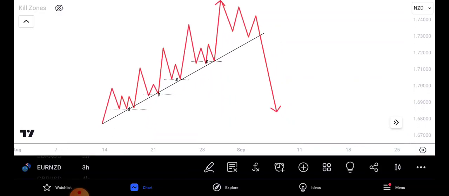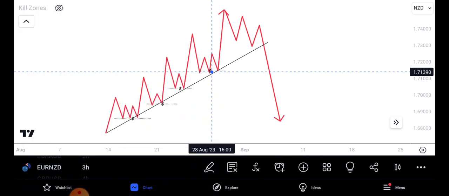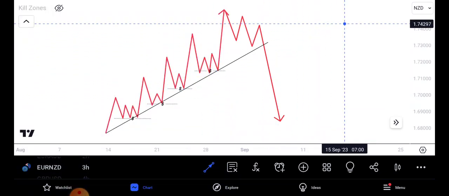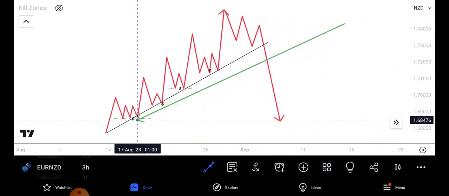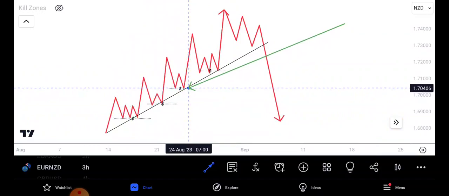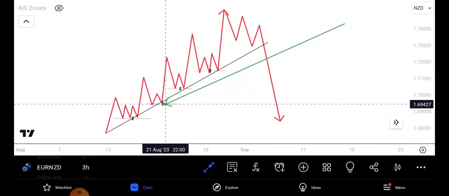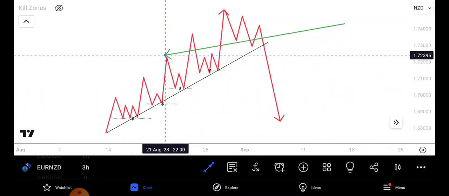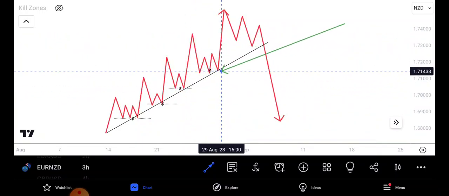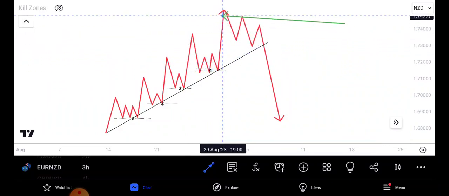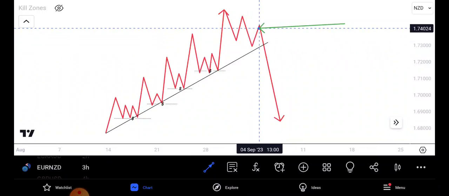Whenever the market taps on this trend line, the market engineers liquidity. It moves up, taps on this trend line, and engineers a lot of liquidity. It moves up, taps on the trend line again, engineers a lot of liquidity, moves up, taps on the trend line again here, engineers a lot of liquidity, but fails to move up.